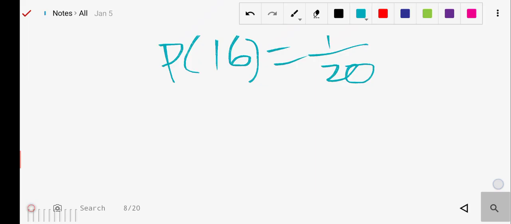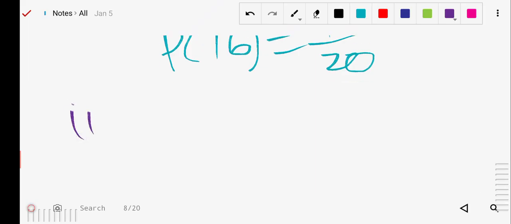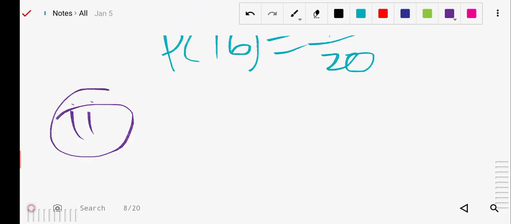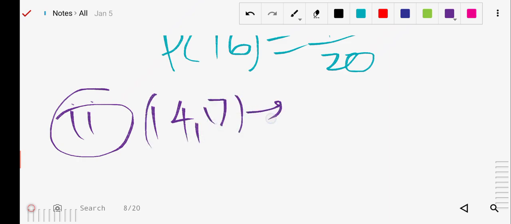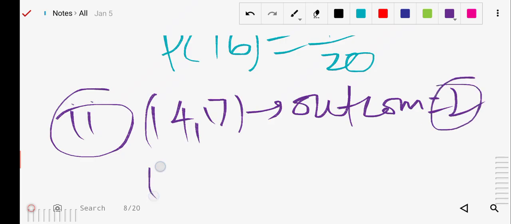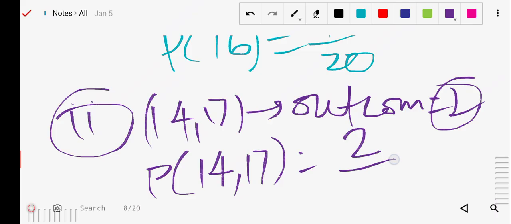Nice. Next, question number 2: 14 or 17. So we have to get 14 or 17. What is the outcome for 14 and 17? Outcome is 2. So the probability of 14 or 17 is 2 by the total number of balls, 20. You can divide this, and this is your 1 by 10.